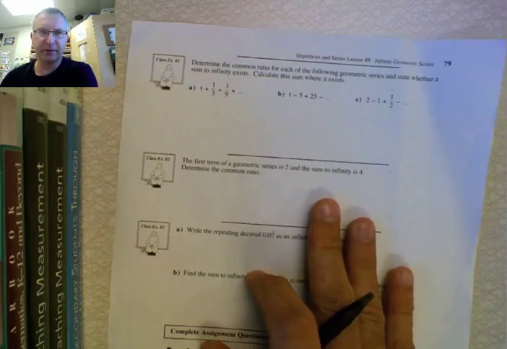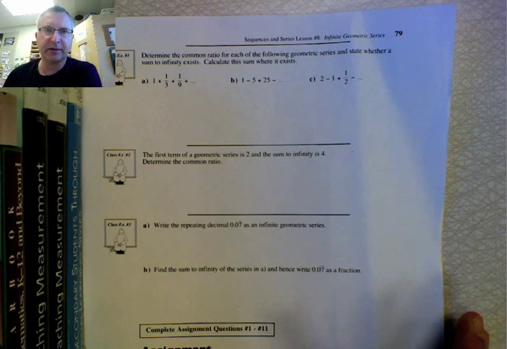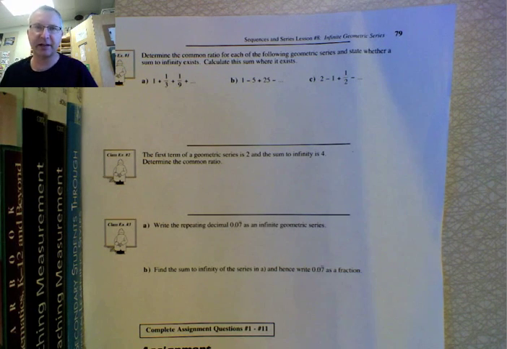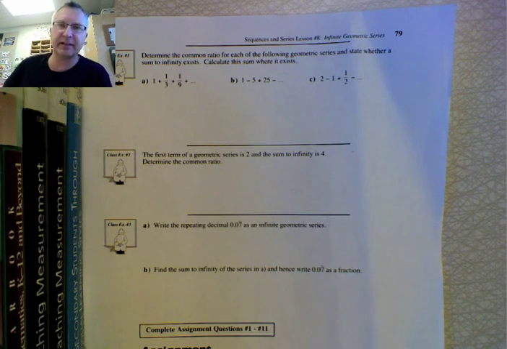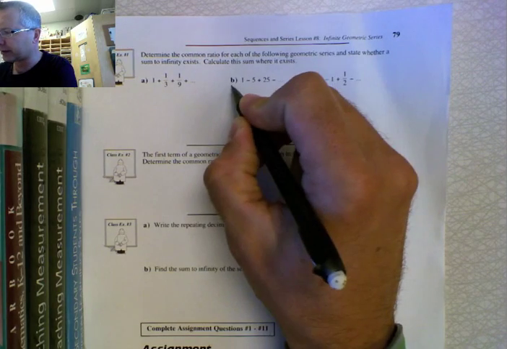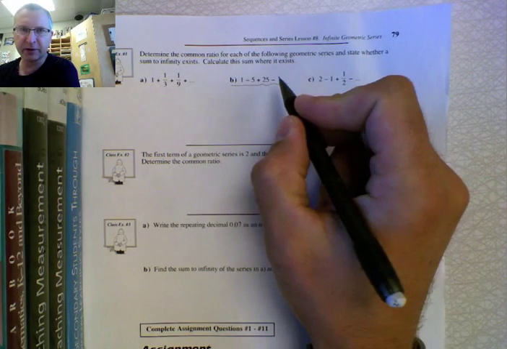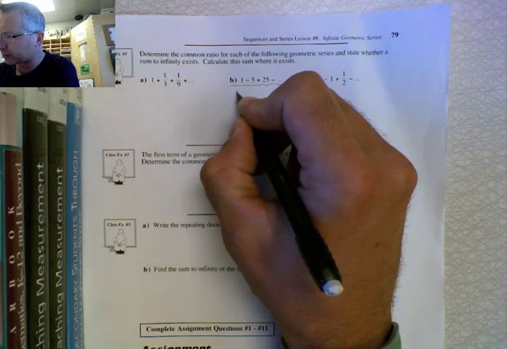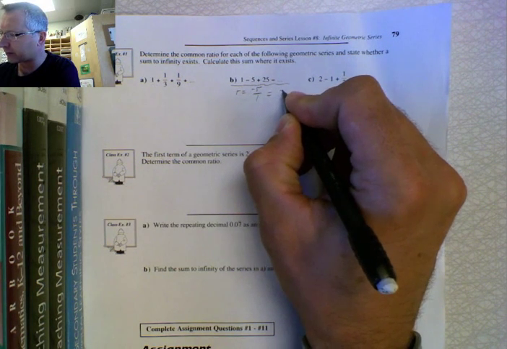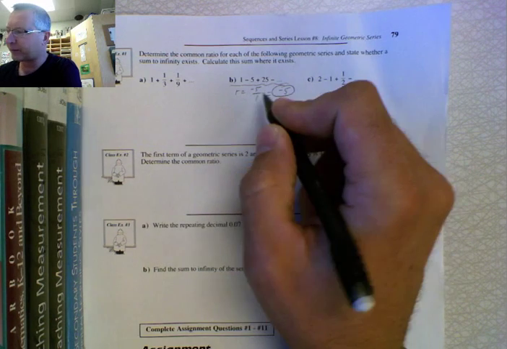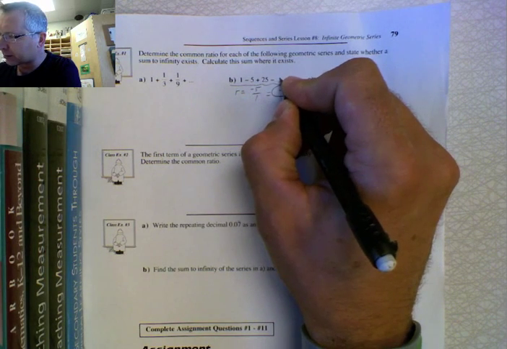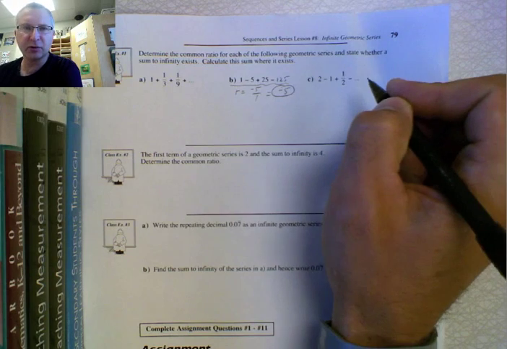So if we flip to the next page, the first question says determine the common ratio for each of the following series and state whether the sum to infinity exists. Calculate the sum if possible. Well, I'm going to start with part B here. The common ratio is always term 2 divided by term 1. So you get negative 5 divided by 1, which gives you a common ratio of negative 5. But if you start trying to add this up, 1 plus negative 5 plus 25, the next term would be negative 125. It just goes on forever.